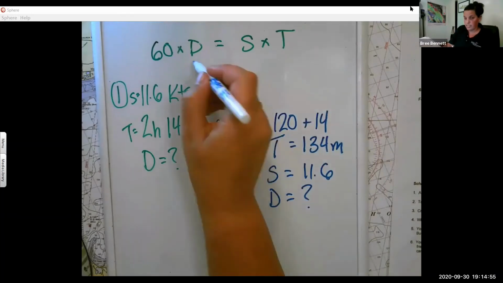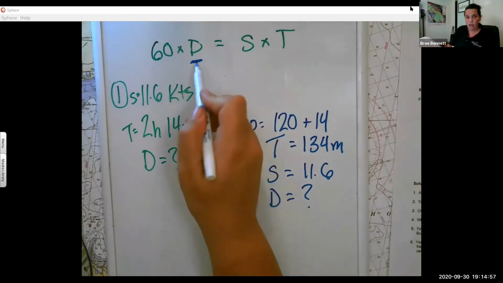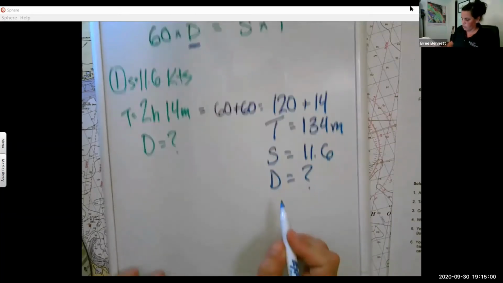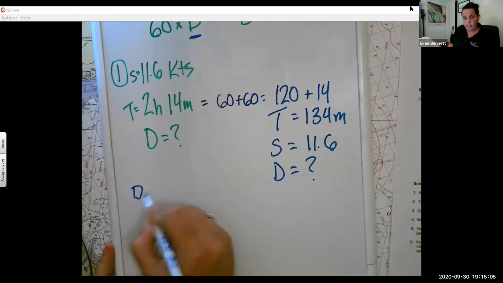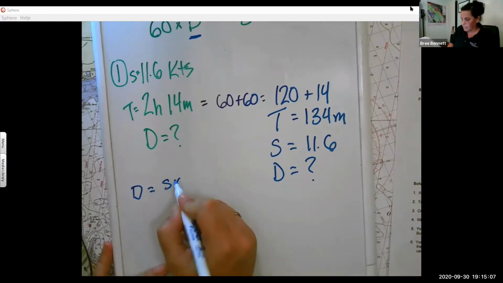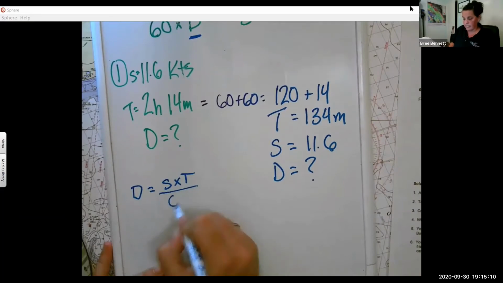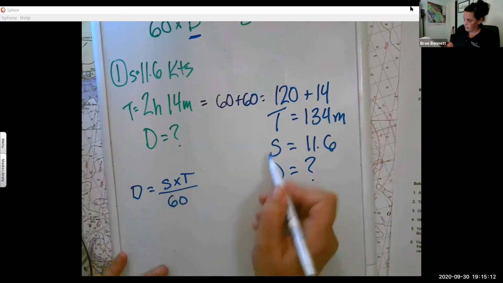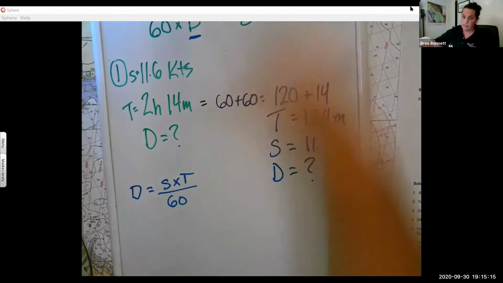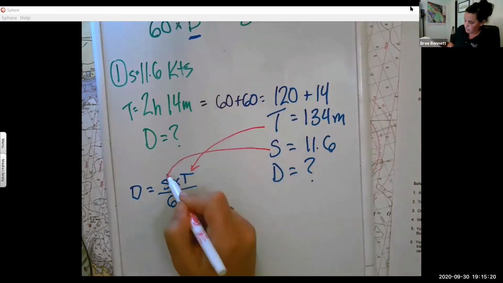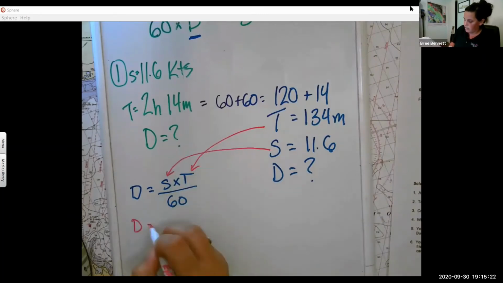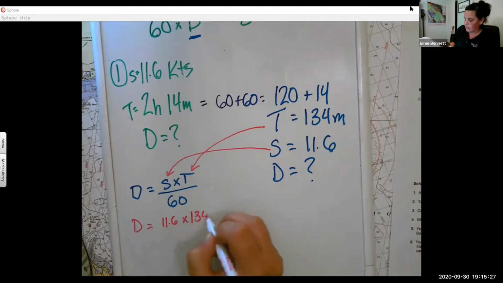We're looking for distance. So we want that D all by itself. So I'm going to do formula and then circle. So my formula would be D equals S times T divided by 60. Then you just move it in. That T goes to the T, the S goes to the S. So we have D equals 11.6 times 134 divided by 60.